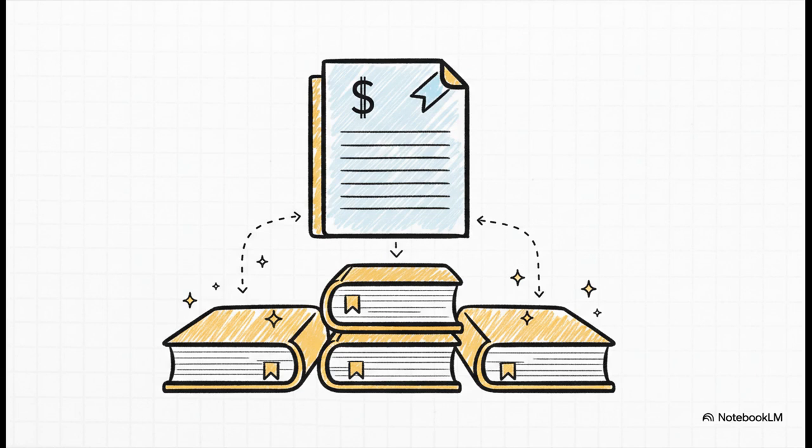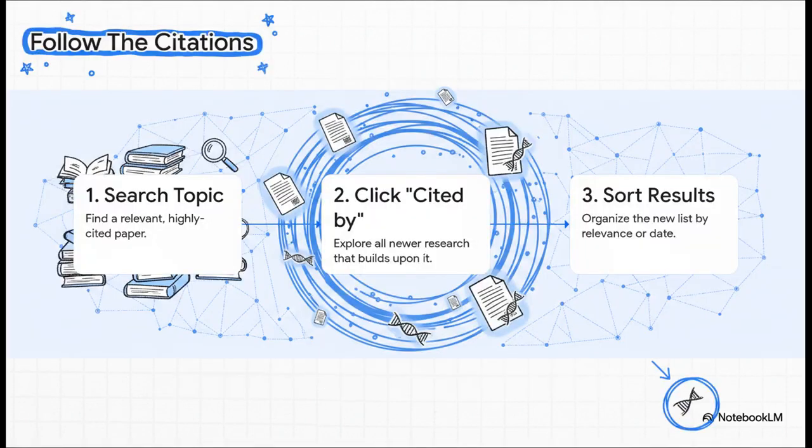This is exactly what Sophia was up against. She was writing a big grant proposal, and to make it convincing, she had to prove her idea was built on the most important, foundational research out there. She couldn't afford to miss anything. And the secret is hiding in plain sight. It's that little cited by link underneath every search result. Seriously, this thing is your new best friend. It lets you time travel forward. You click it and you see every single paper that has referenced that original work. It's like tracing the DNA of an idea through time.